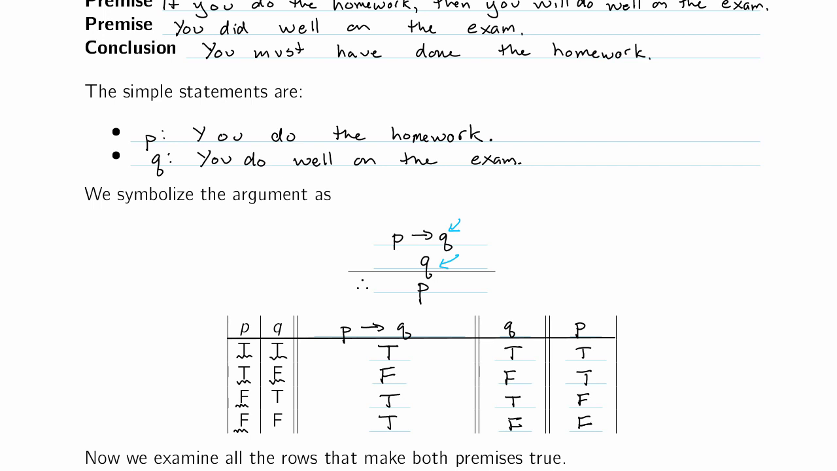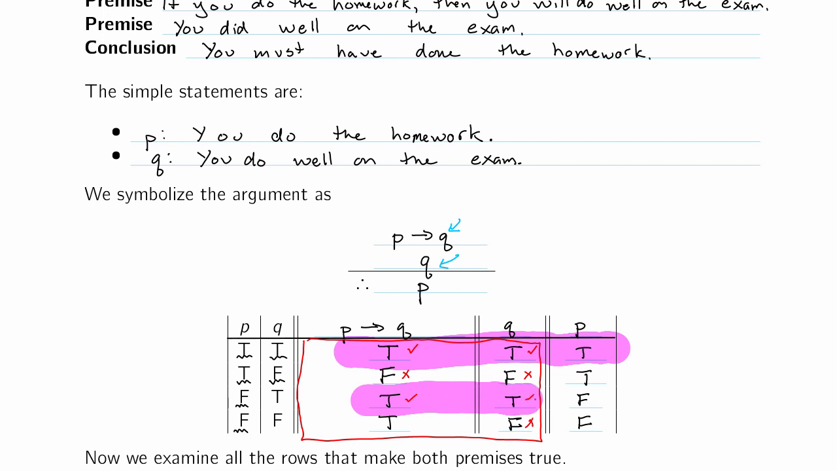Okay, so to analyze whether this argument is valid, we want to look at the rows where the premises are both true. So here are my premises. In this row, they're both true. In this row, they're both false. In this row, they're both true. And in this row, one of them is false. So the rows I'm interested in are this row where both premises are true, and this row where both premises are true.